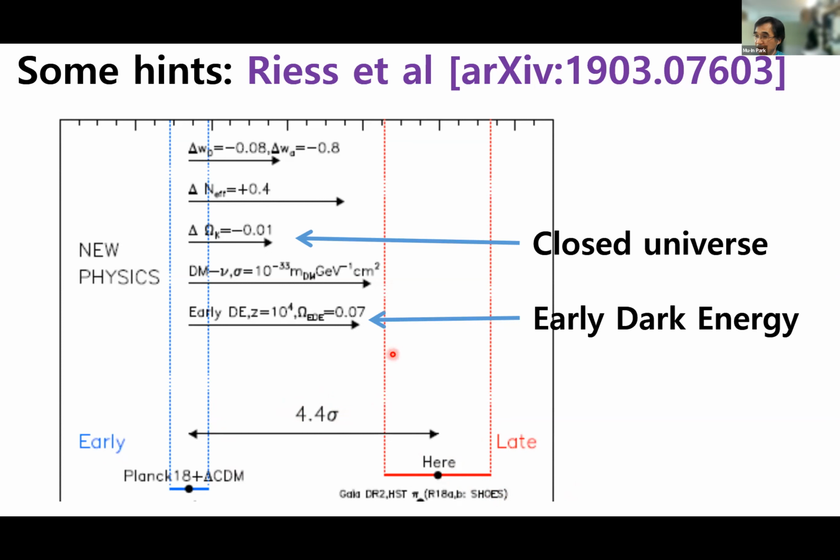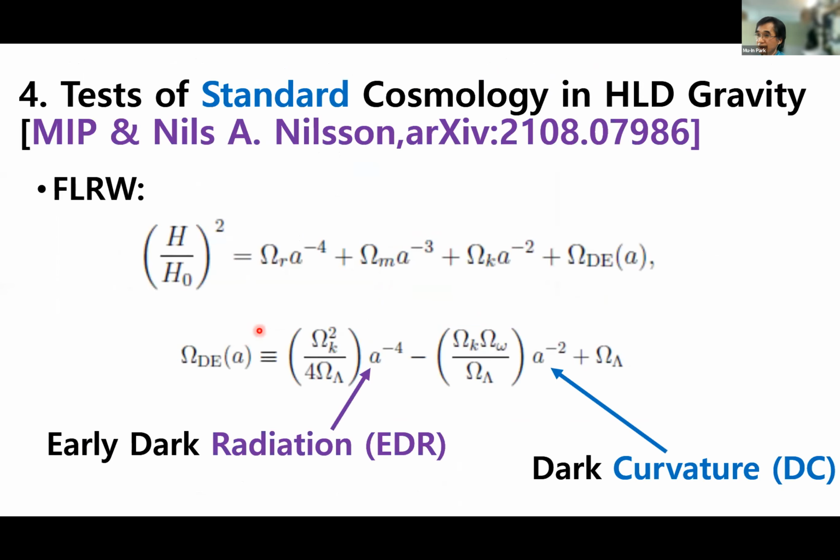In order to fill the gap, one possibility is if omega k is a non-zero, negative value, then you might reduce the tension to this amount. And also if we have some early dark energy, then you might reduce the tension up to this point. This was a hint when I first studied this analysis, because as I have said already, non-flat universe is essential in Horava cosmology. And there was already an early dark energy-like quantity in the Friedmann equation. So now I consider some serious analysis about this idea.